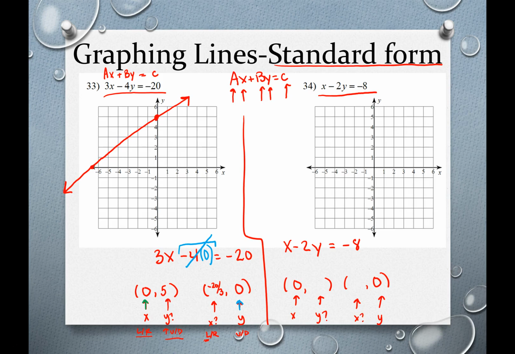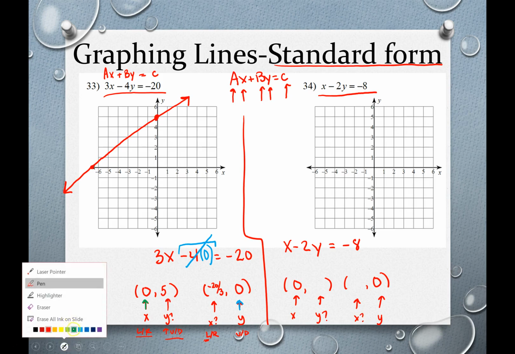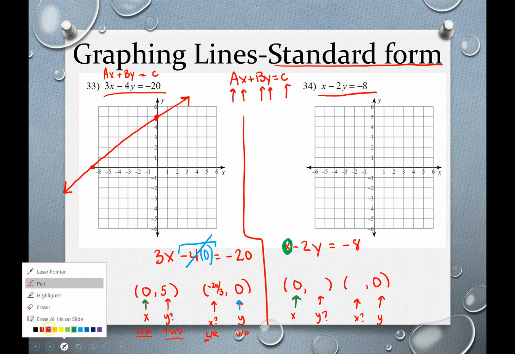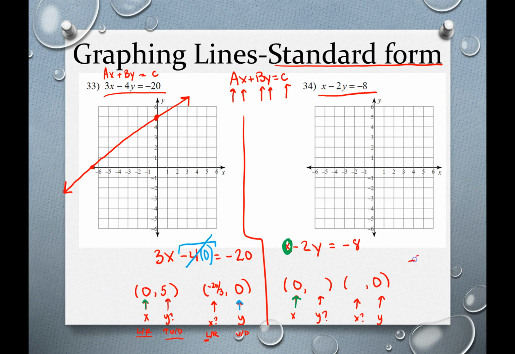Okay, so first thing we're going to do is take this x value of 0, and put it in for x. So that gives us 0 minus 2y equals negative 8. In other words, that's just simply going to be negative 2y equals negative 8. Divide by negative 2. Negative 2's cancel, and you're left with y equals 4.